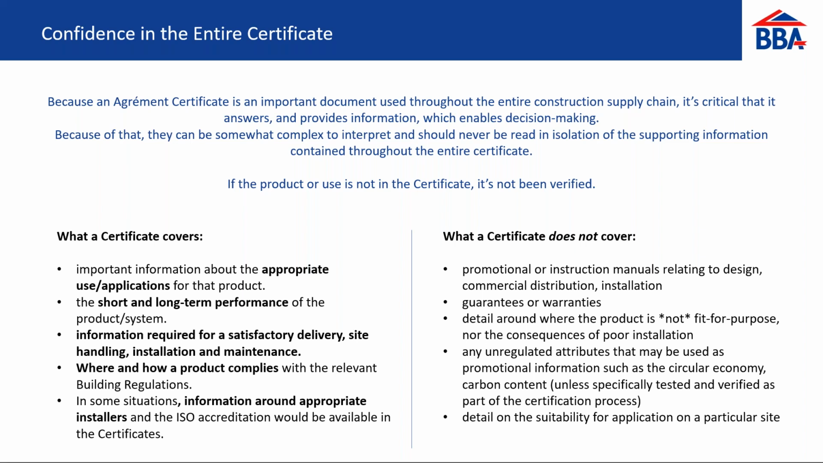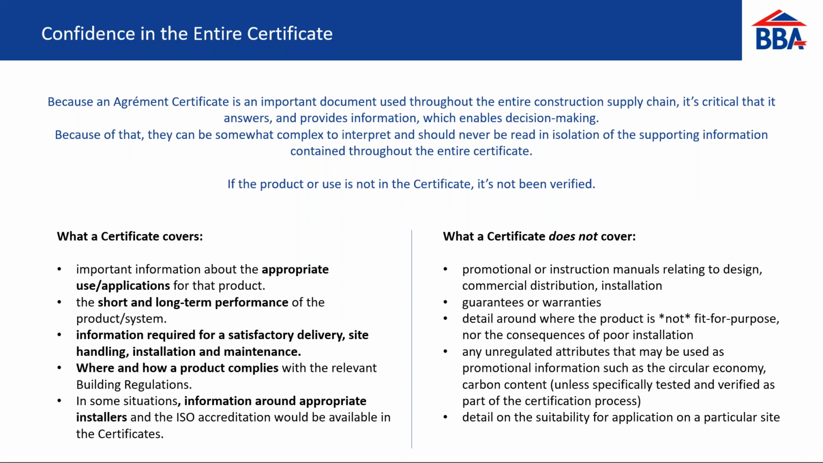So let's split now what a certificate actually covers and what it doesn't cover. First of all, what it covers. It covers important information about the product, the system, and the appropriate use and applications. It also covers the short and long-term performance that has been assessed, information required for satisfactory delivery, site handling, installation and maintenance, and where and how a product complies with the relevant building regulations. In some situations, we also cover information around appropriate installers, and if there is ISO accreditation, this would be made available in the certificates.